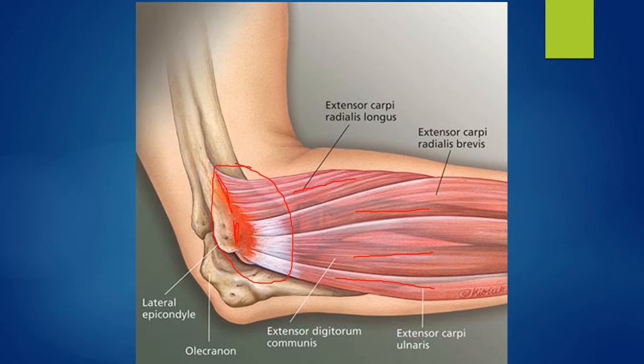So the extensor carpi radialis longus attaches on the supracondylar ridge, and the other three muscles attach by way of a common extensor tendon onto the lateral epicondyle. Now, anatomically speaking, this region here is the belly of the muscle. This region in through here is the myotendinous junction. And this region here, where the tendon attaches to the bone and becomes continuous with the periosteum of the bone, is known as the enthesis.